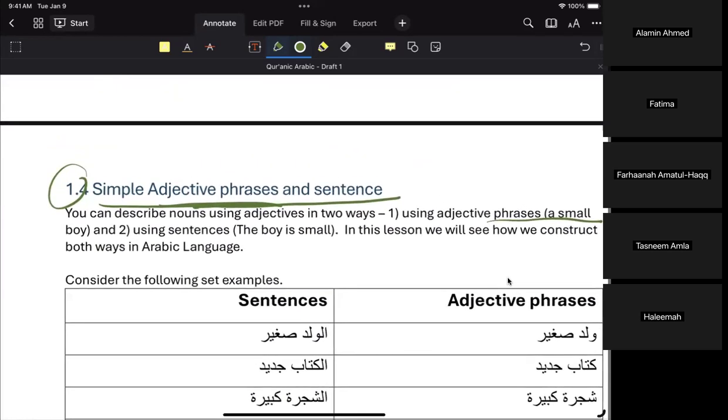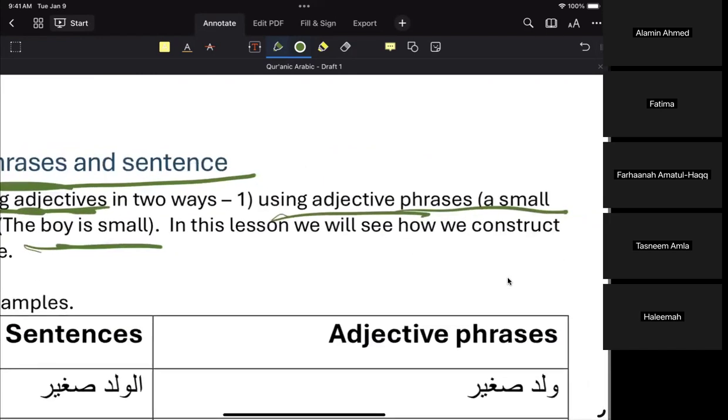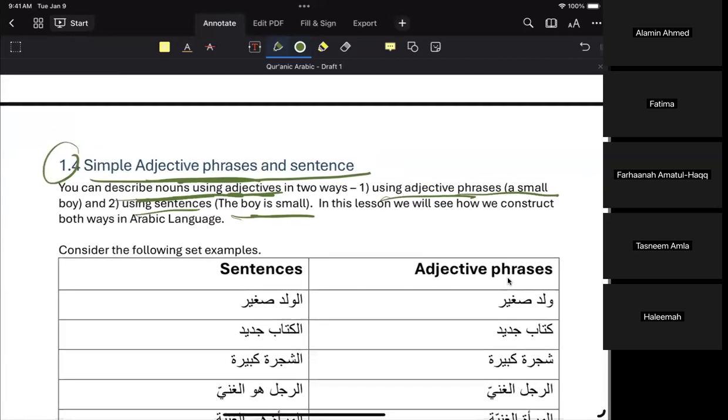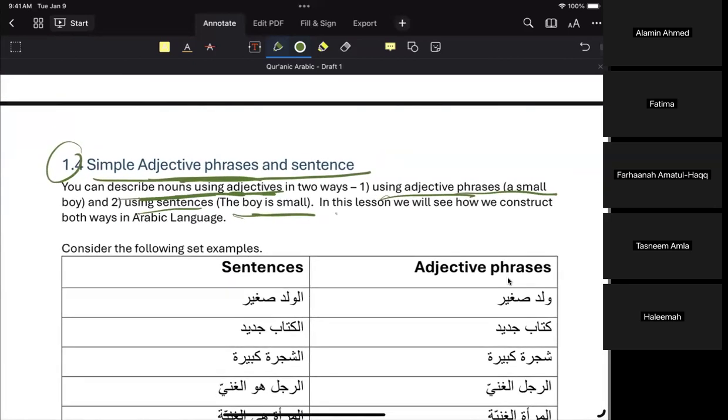Remember, you can describe a noun using an adjective in two ways. One is the adjective phrase, like a small boy, and the other is describing that noun in a complete sentence. You're saying the boy is small. The meaning is exactly the same. You can say it in a phrase, a small boy, or in a sentence, the boy is small. So in this lesson, we learn both ways of doing this in the Arabic language.